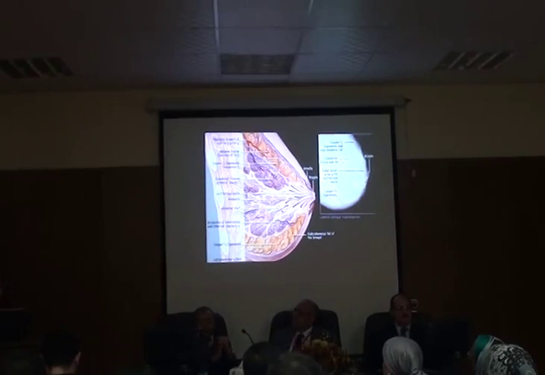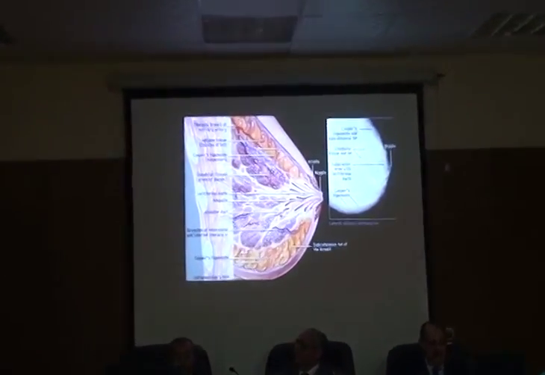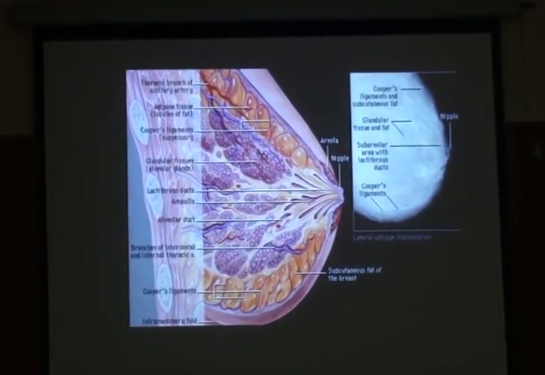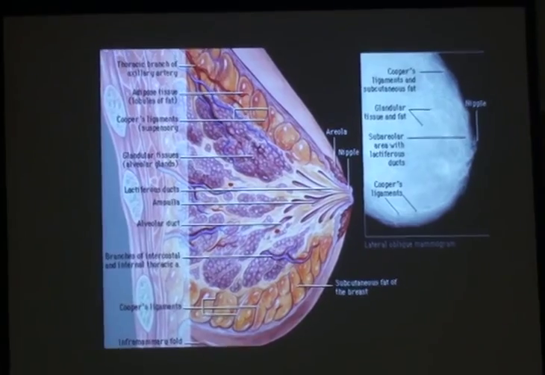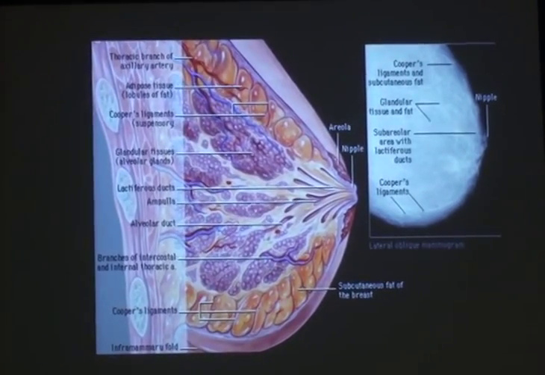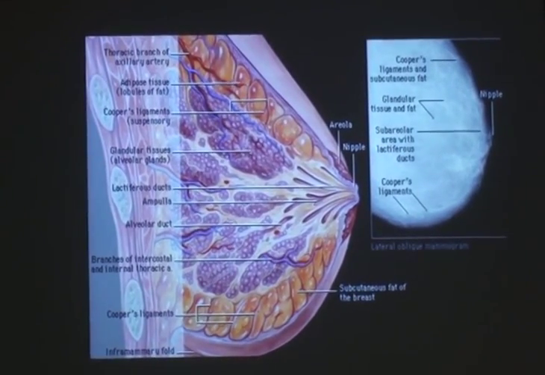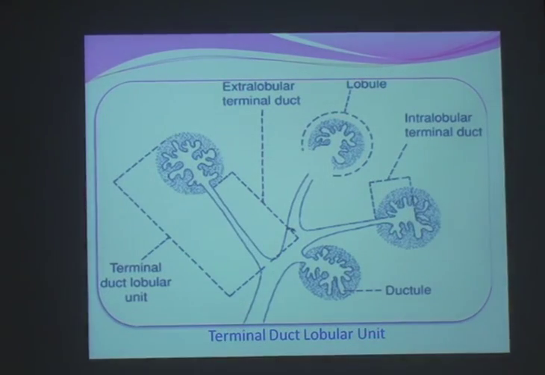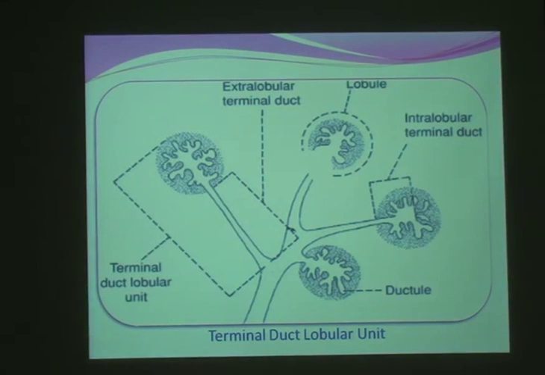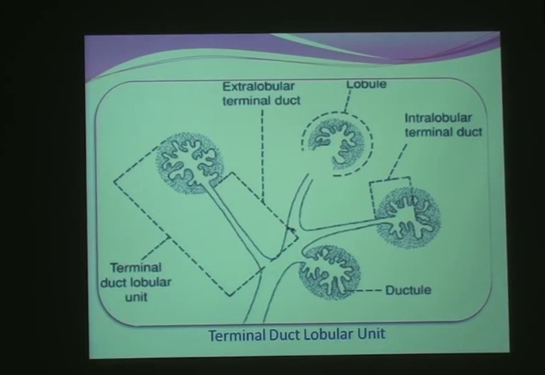It's composed of about 15 to 20 lobes. Each lobe of the glandular tissue is formed of hundreds of lobules, and each lobule is formed of the histological unit, which is the terminal duct lobular unit. This is the histological unit, and it's formed of multiple intralobular and extralobular terminal ducts, and each ends in the blind end of acini.